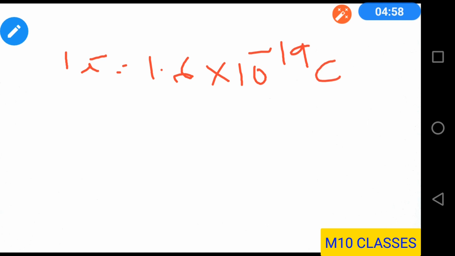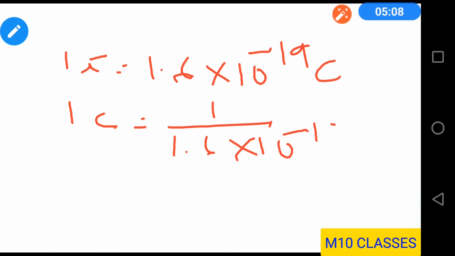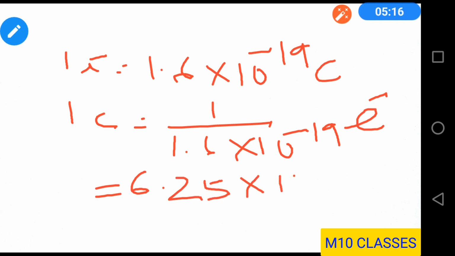Now let us verify it through the numerical. 1 electron carries 1.6 × 10^-19 coulomb. So 1 coulomb will equal 1 divided by 1.6 × 10^-19 electrons, and that will give you 6.25 × 10^18 electrons. Now it would be your answer.